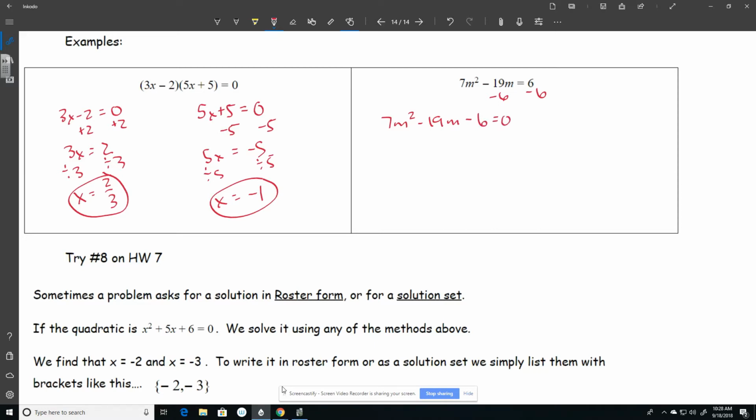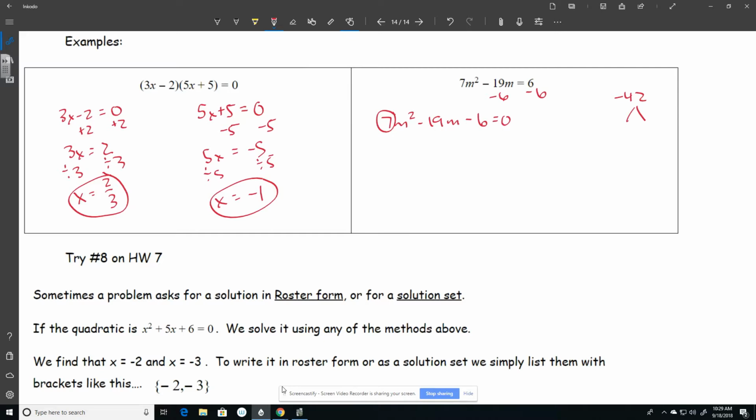Now this one on the left was easy because it was already factored. This one I have to factor. Because of this m squared, here's where the last unit test, you really need to understand what you were doing because we still have to factor. This 7 in front of the m squared means that I have to multiply these two together. So that's negative 42. And I'm looking for factors of negative 42 that add up to negative 19.